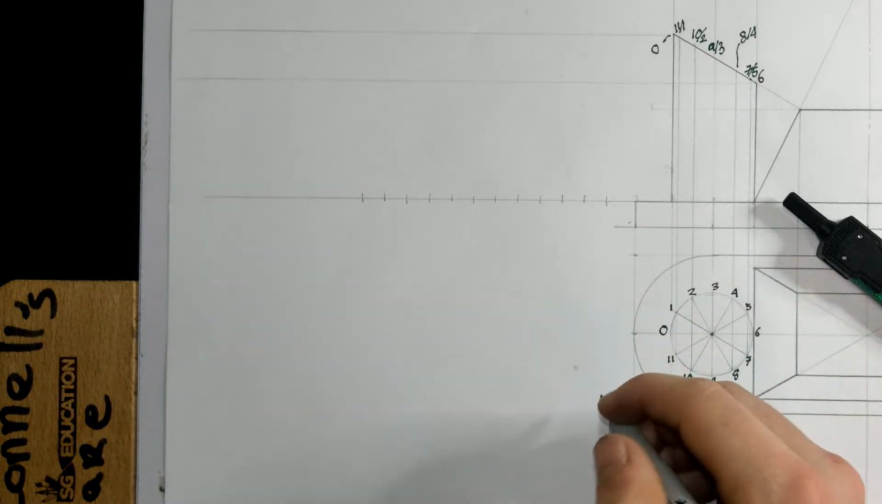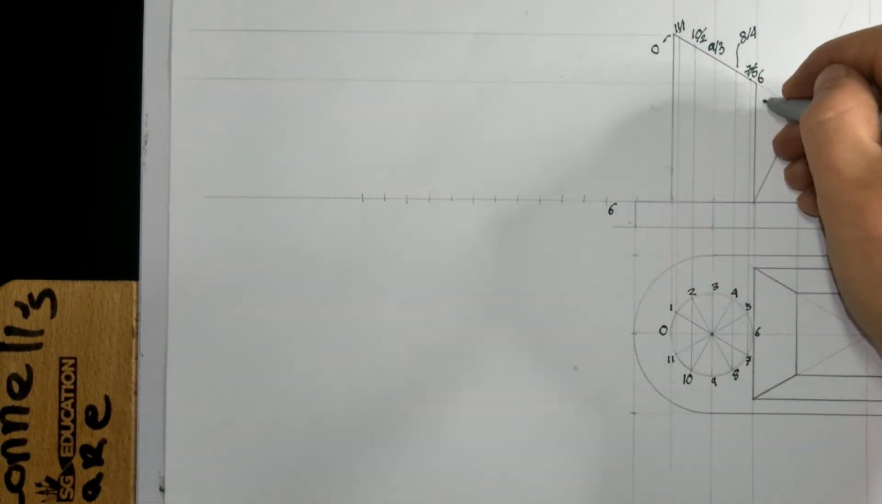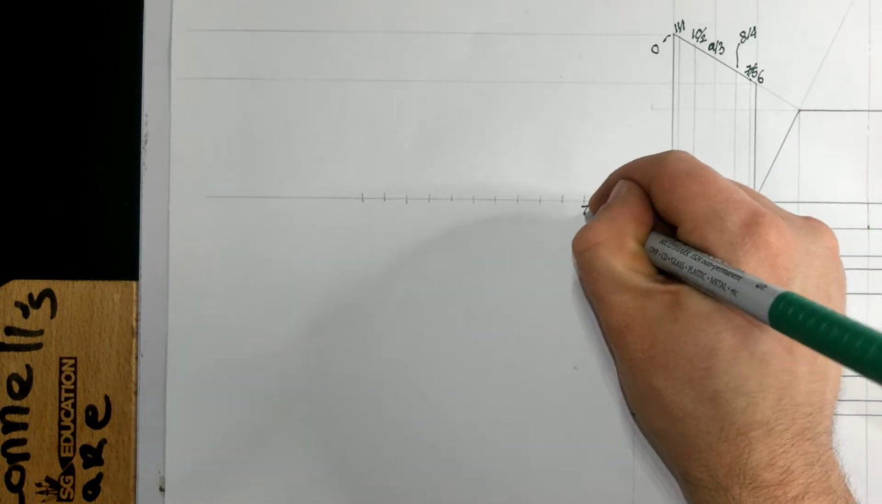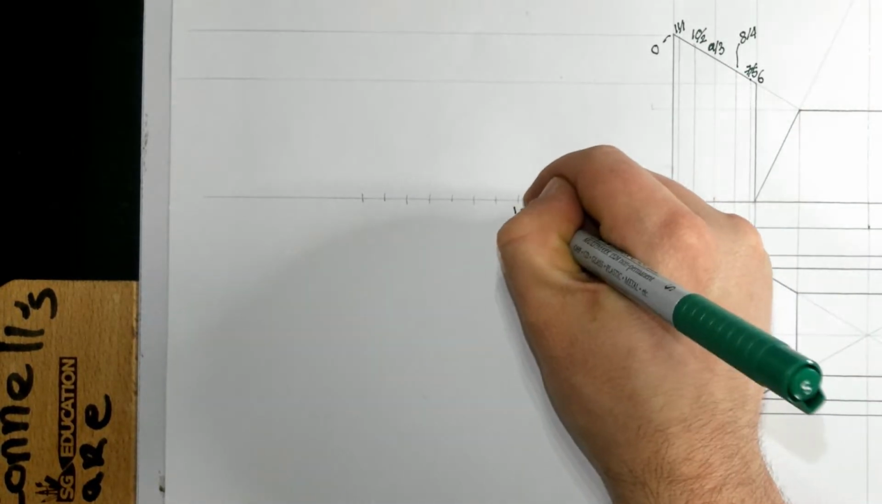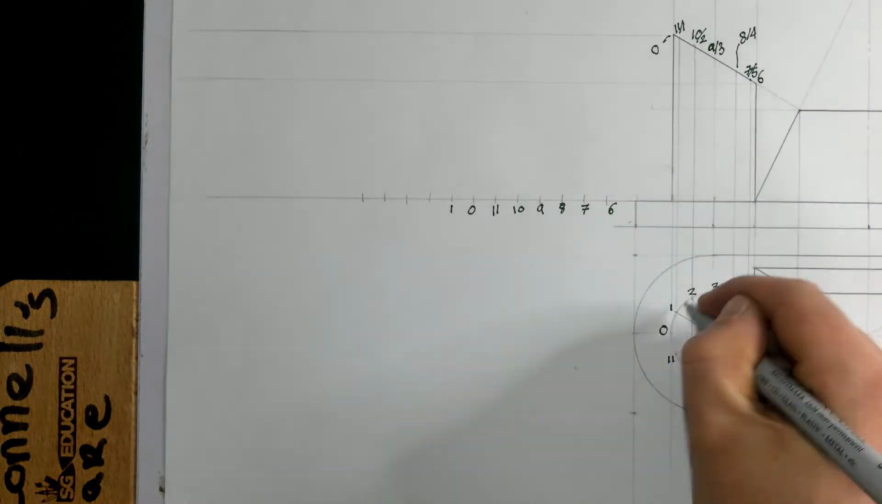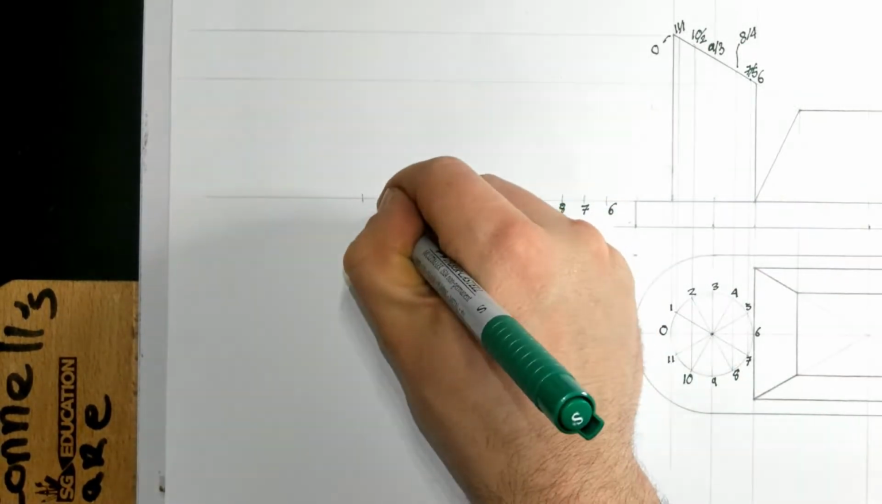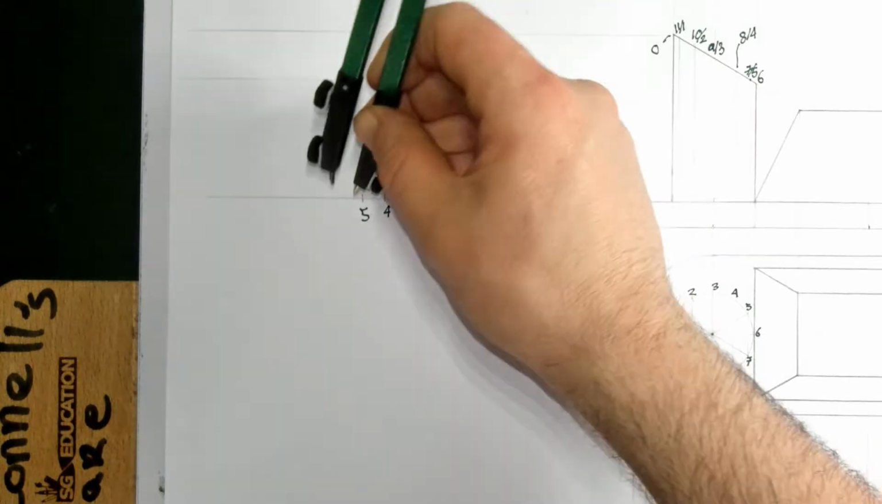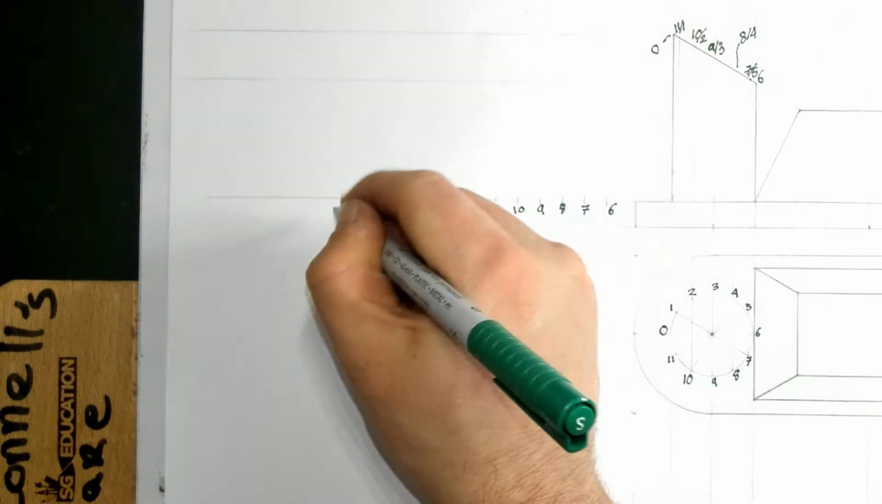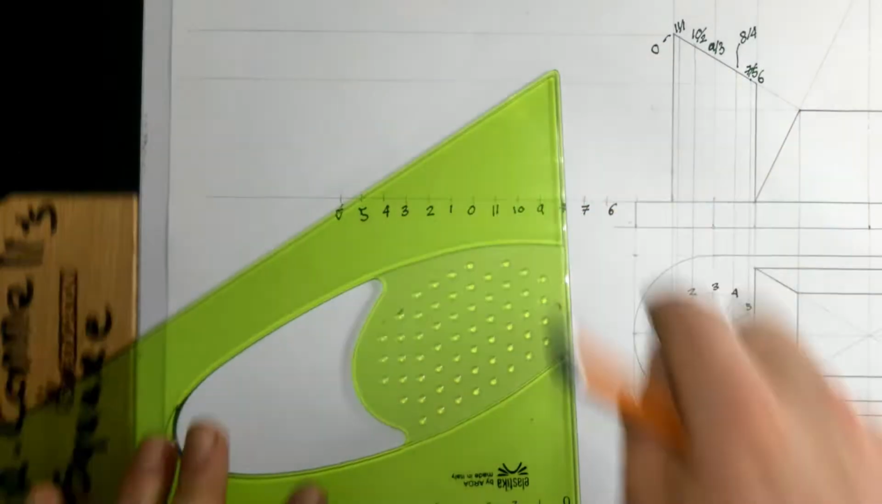Now, I have to label this point 6, and I could start this wherever I want. The reason I have to label it point 6 is the development is going to start at the shortest line. So 6, 7, 8, 9, 10, 11, 0, 1, 2, 3, 4, 5, and then I have one more to do, 6. Right. So I draw vertical lines from 6.